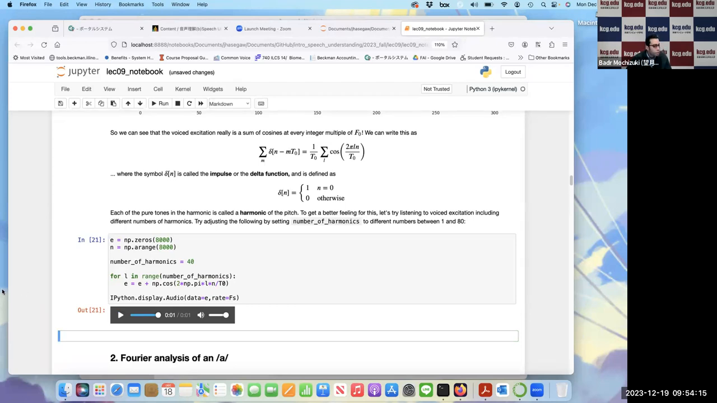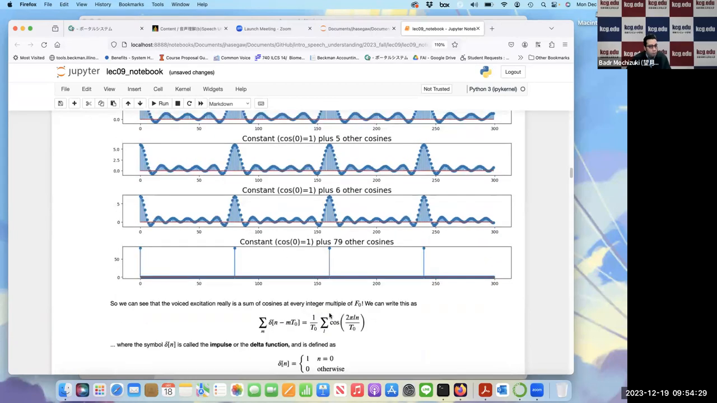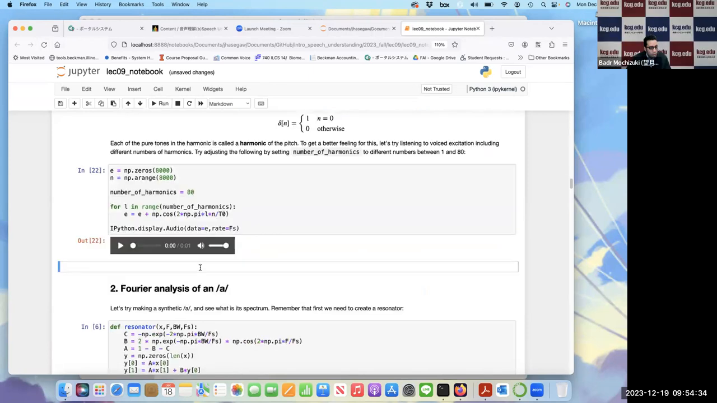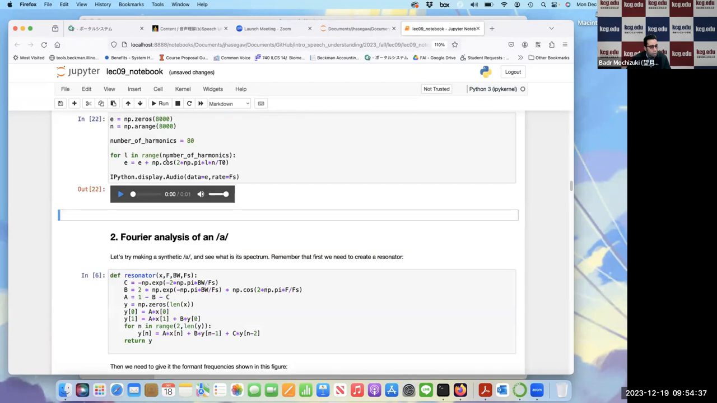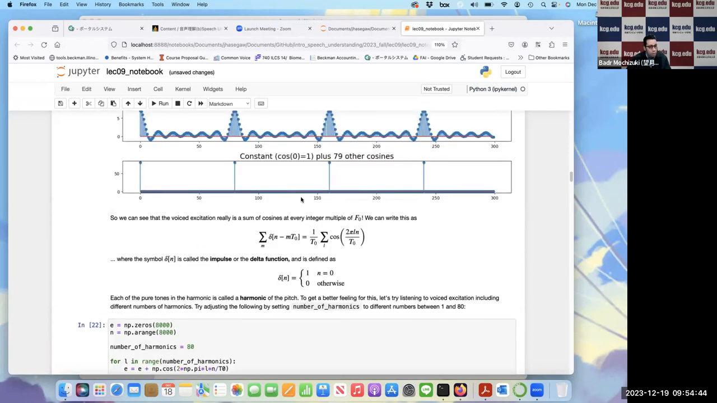Sorry, one more confirmation. This number of harmonics also corresponds to the plots that you showed us above, right? Yes, this is adding two, three, four. It's exactly right. So if we add all of them, that would be 80.